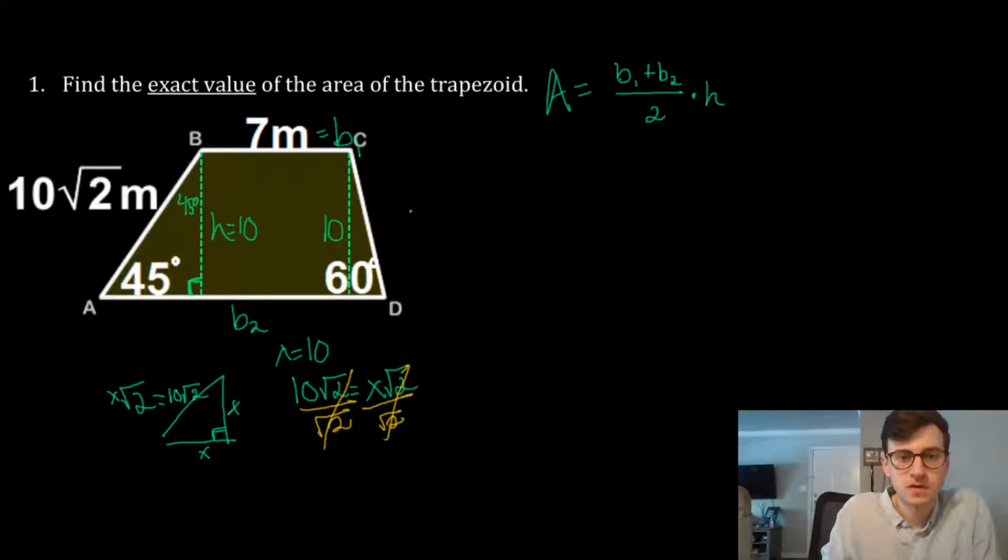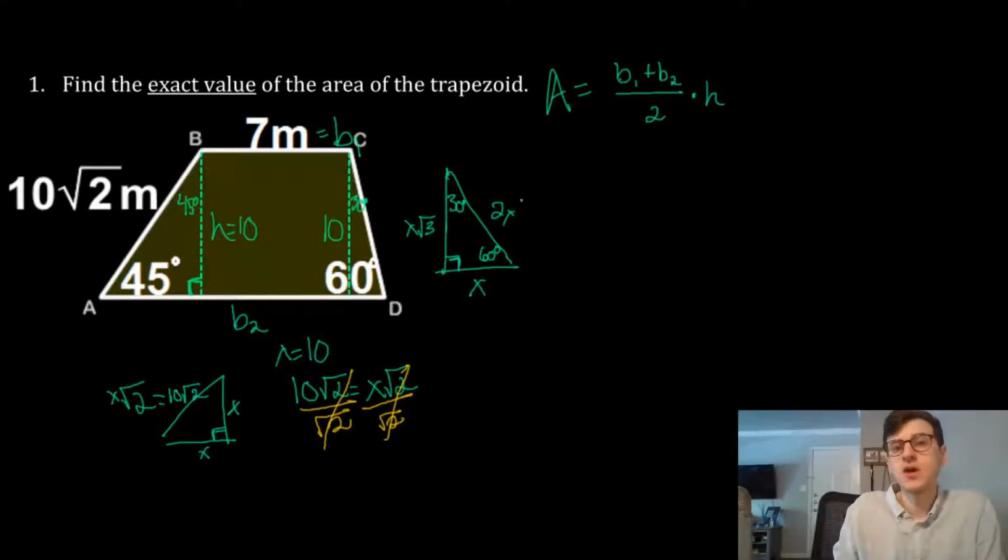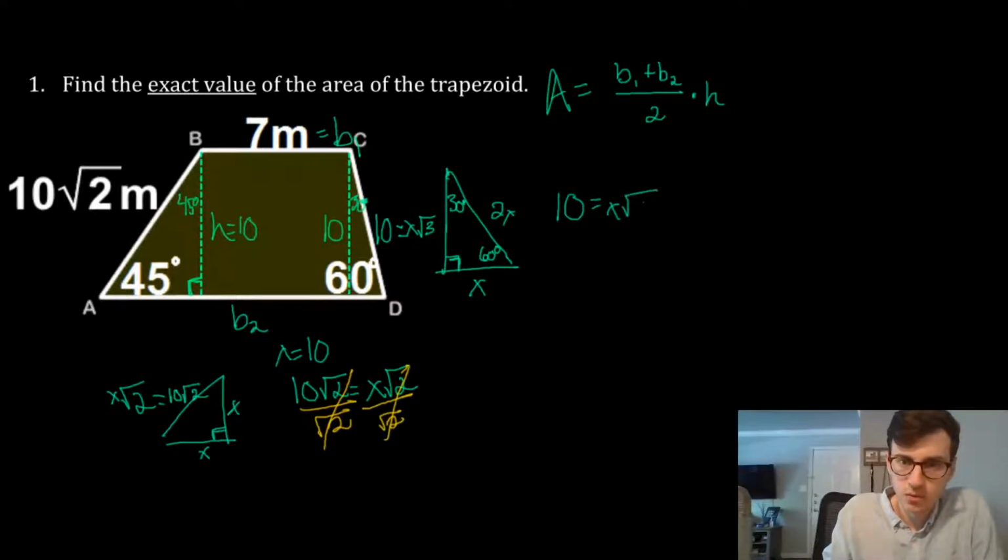If we look at the 30, 60, 90 triangle, so that means this angle would be 30. Here's a triangle: 30 degrees, 60 degrees, and 90 degrees. Remember, across from 30 is x, across from 60 is x root 3, across from 90 is 2x. We don't really care about the 2x, but we do care about x root 3 because we know that equals 10. So then 10 is equal to x root 3.